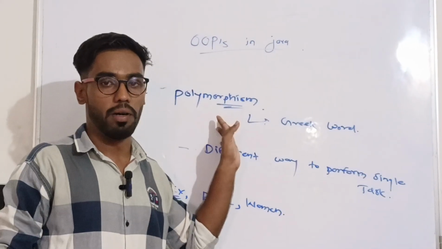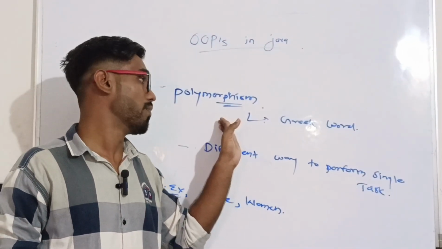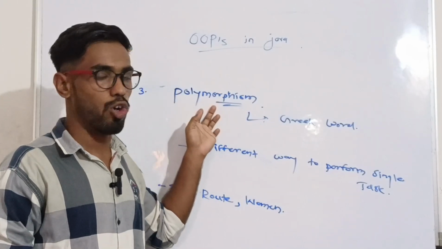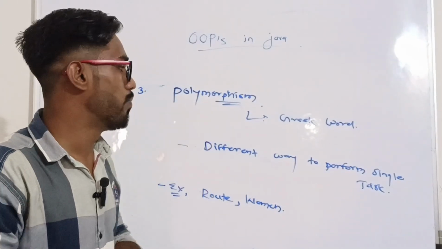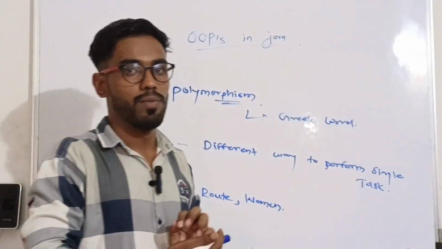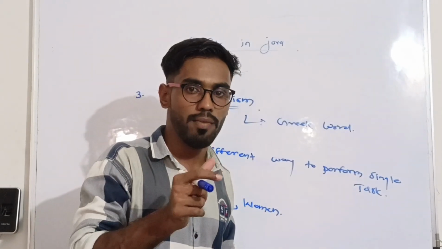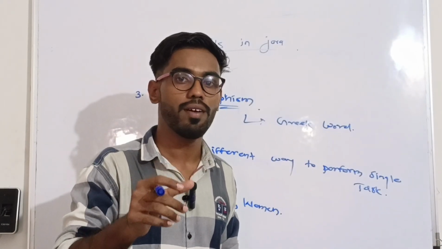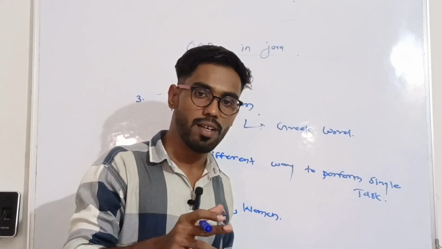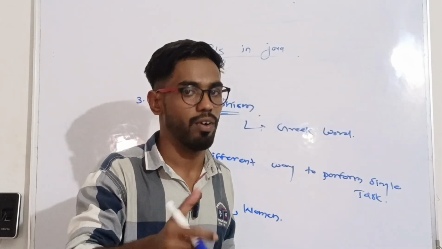There is a third concept of object oriented programming. There is a third pillar of object oriented programming, that is polymorphism. So, what is polymorphism? Polymorphism is a Greek word. Poly means many and morph means form. So polymorphism means many forms.